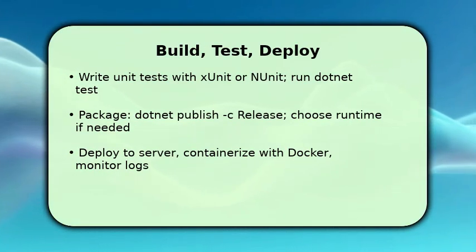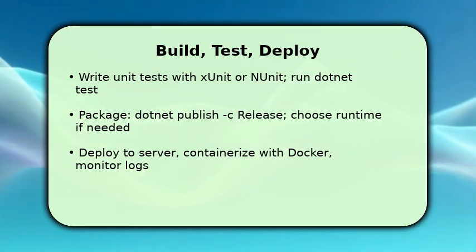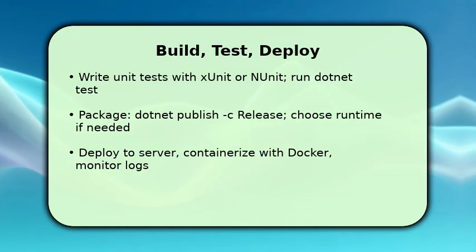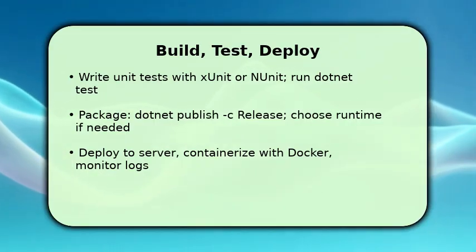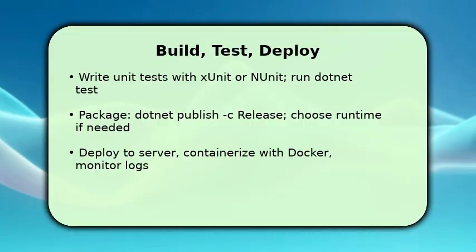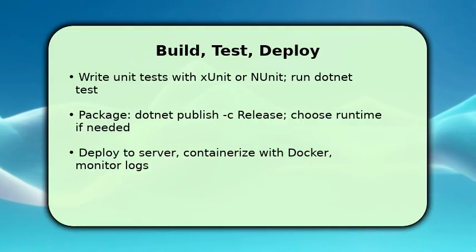Write unit tests and run dotnet test to catch regressions before release. Once stable, publish a release build with dotnet publish -c Release and pick a runtime identifier if you need a self-contained binary. You can containerize with Docker for consistent environments, then deploy to your target host or cloud.